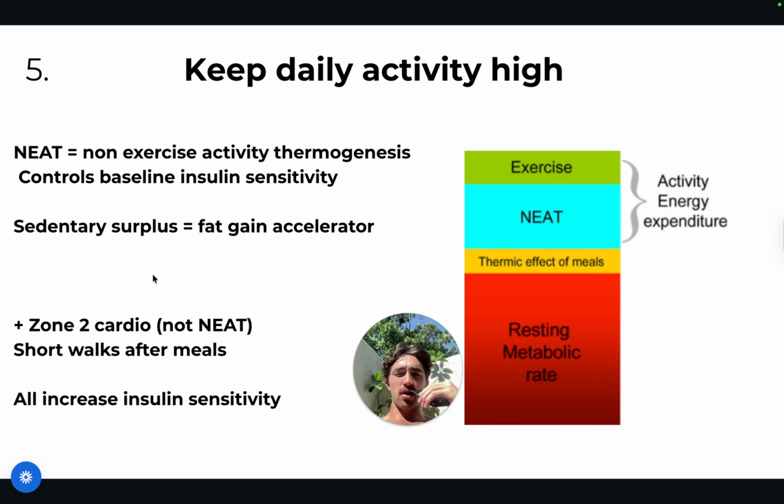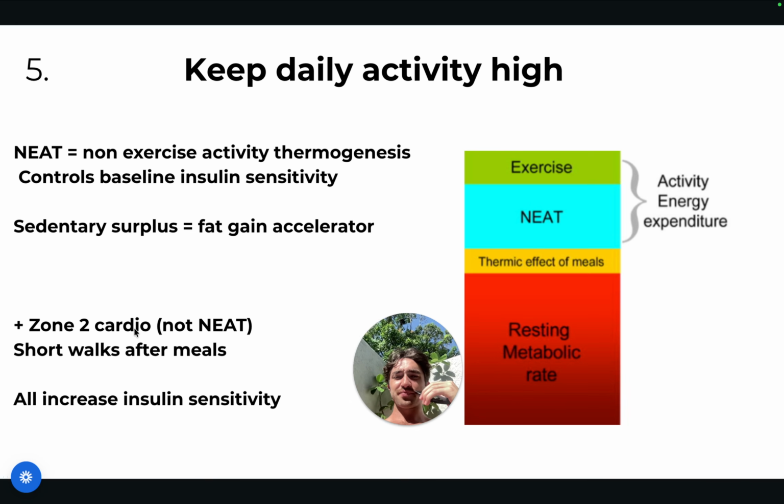Another thing you can do, and this is not NEAT, is zone 2 cardio. It's huge for not only burning calories but also insulin sensitivity, and there are so many other benefits that are outside the scope of this video, but I'm definitely going to make way more videos on the benefits of zone 2 cardio. I'm such a big believer in it. I think it actually improves muscle gain through a few different mechanisms that I can explain in future videos.